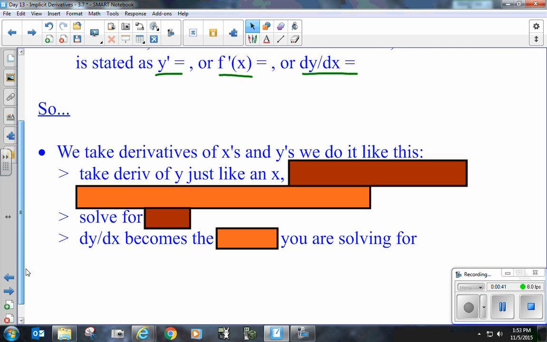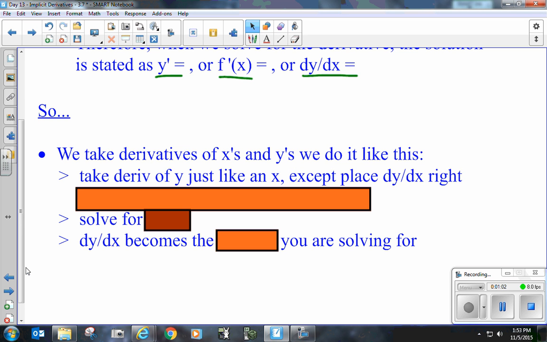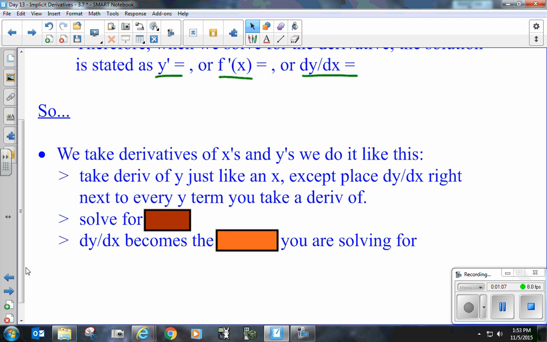So, how do we do this implicit differentiation? We take derivatives of x's and y's. Alright? And we do it like this. We take the derivative of y just like it's an x, except we place a dy dx right next to every y term when you take the derivative. Alright? And if that's confusing you now the way it's worded, I'll show you an example.